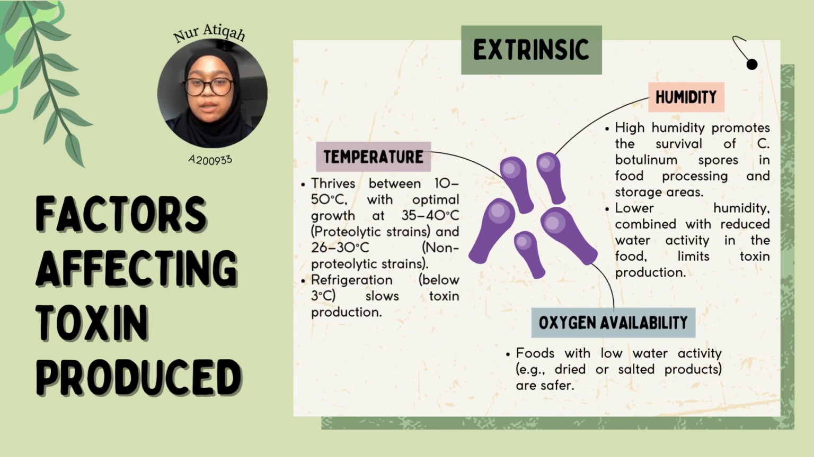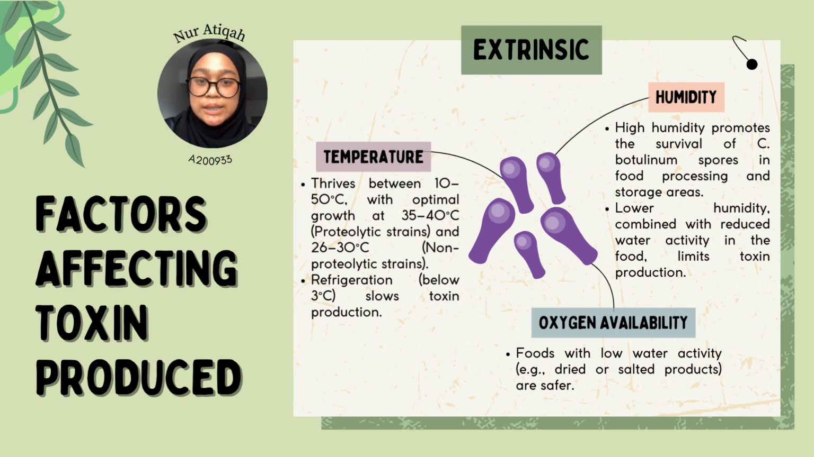Factors affecting toxin production. The first is temperature. Growth stays between 10 to 50 Celsius, with optimal growth at 35 to 40 Celsius for proteolytic strains and 25 to 30 Celsius for non-proteolytic strains. Refrigeration below 3 Celsius can slow toxin production.